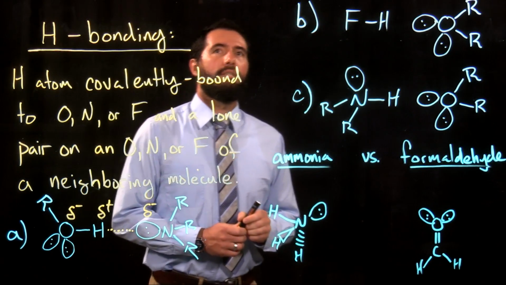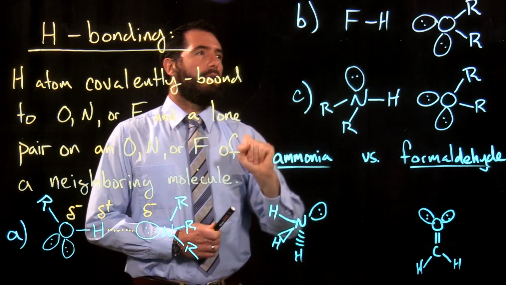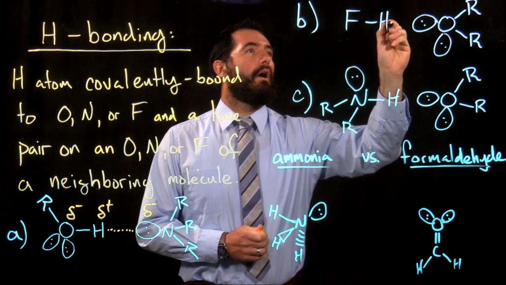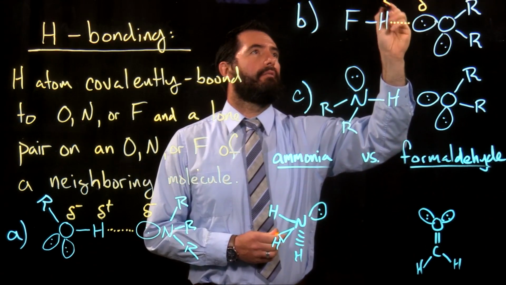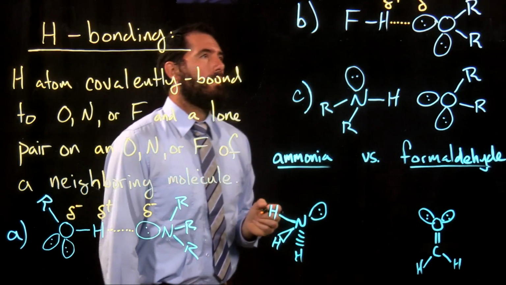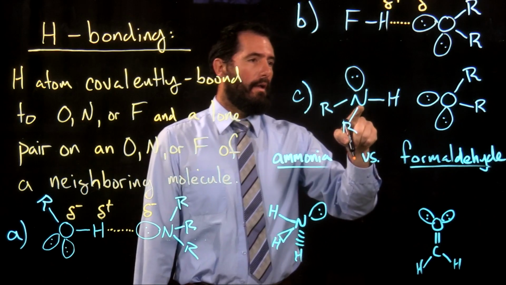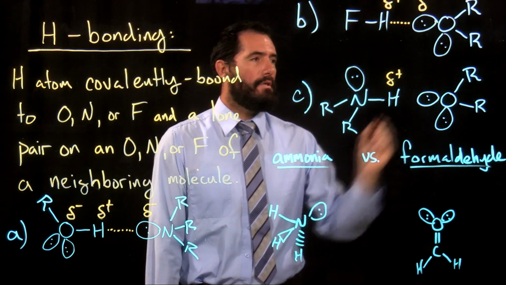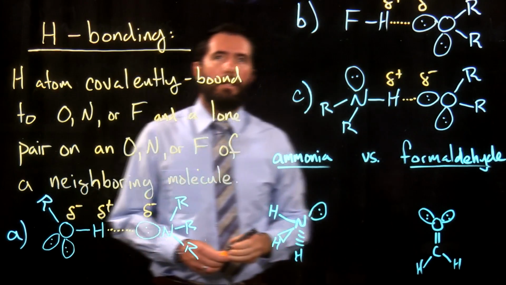Let's look over at example B. Here we have hydrogen attached to fluorine. Again, we have an oxygen with a lone pair. So our hydrogen bond interaction is here, and we're thinking about this partial negative and this partial positive interaction associated with those. Example C, here, if we look at the bond polarity, we'll have a partial positive due to the hydrogen and a partial negative here. That's our hydrogen bonding interaction there.